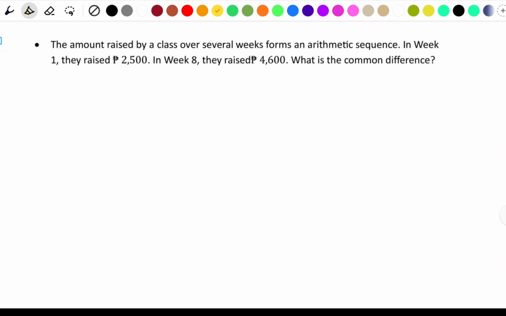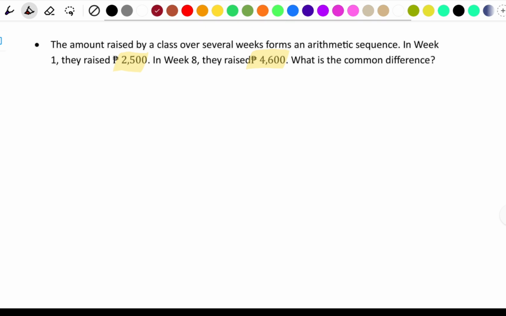The amount raised by a class over several weeks forms an arithmetic sequence. In week 1, they raised 2,500 pesos. In week 8, they raised 4,600 pesos. What is the common difference?